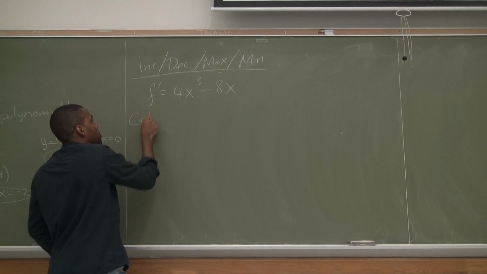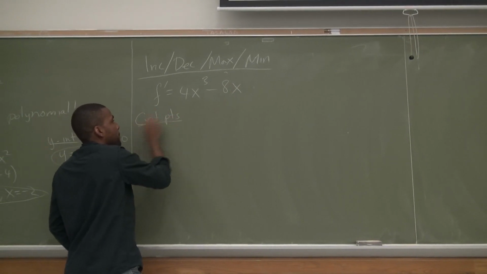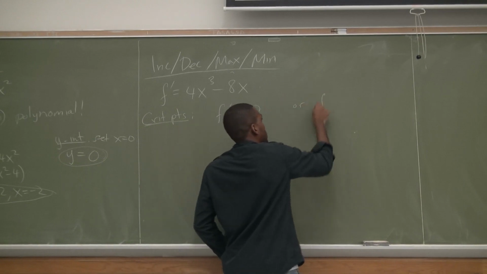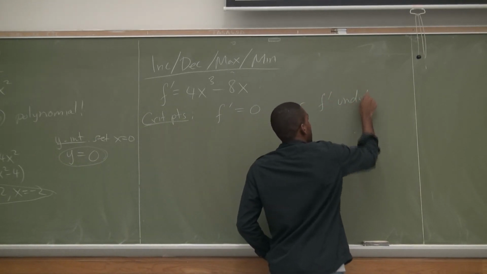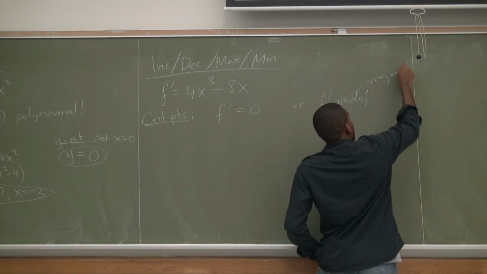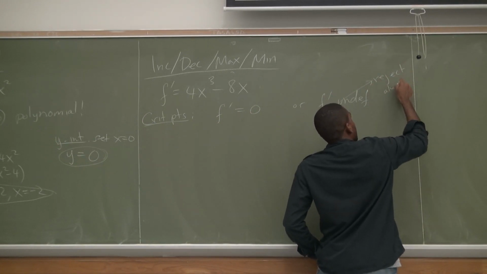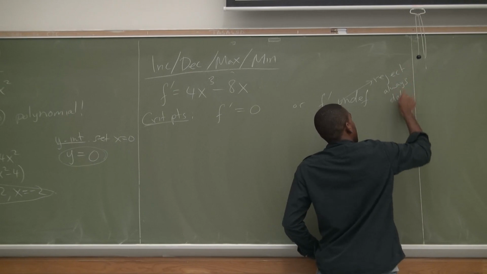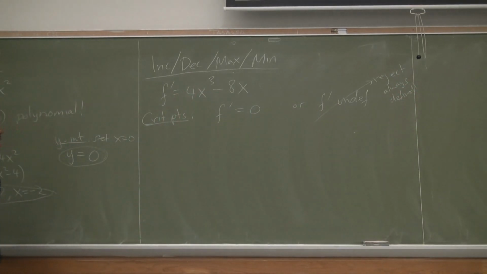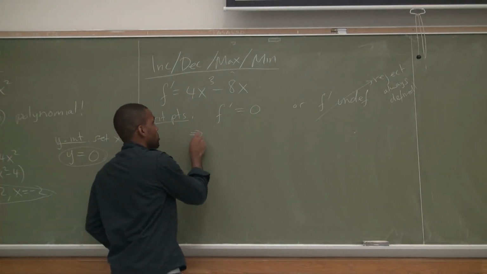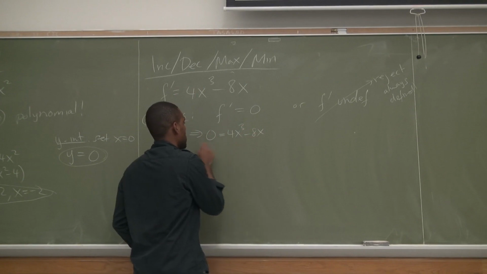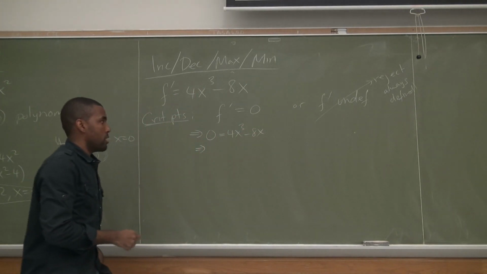Okay, so I need the critical points here. This means f prime equals 0 or f prime undefined. That doesn't work here, right? It's always defined, because it's a polynomial again. And so we only check where it's 0. This means I need 0 equal to 4x cubed minus 8x. How do I solve that?